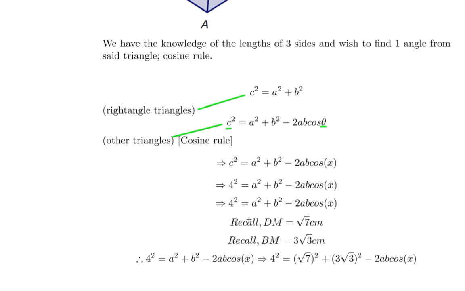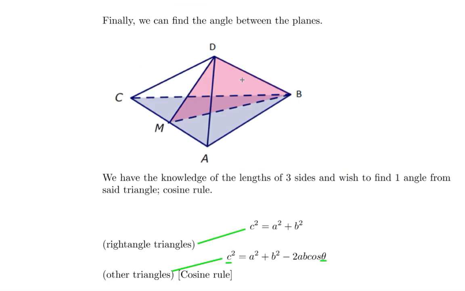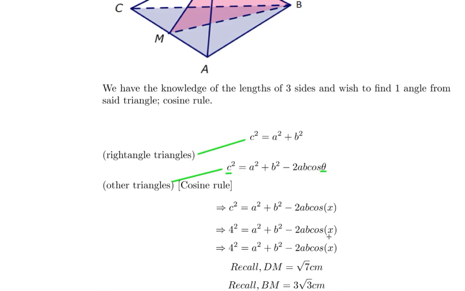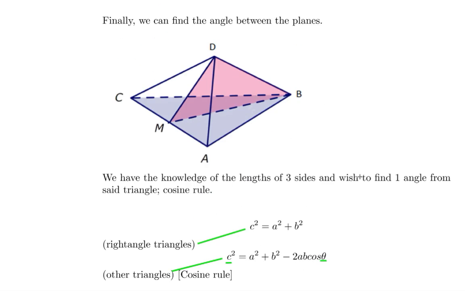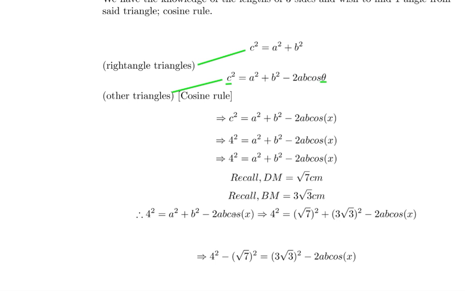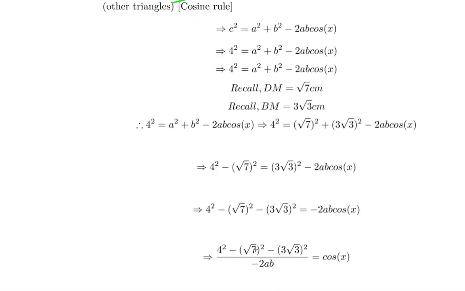Recall that DM is root 7, so I'm going to put root 7 as this side here, and 3 root 3 as this side here. Therefore, I implement that. I say that this becomes root 7 squared plus 3 root 3 squared minus 2ab cos x. Minusing the root 7 squared from both sides leaves you with 4 squared minus root 7 squared equals 3 root 3 squared minus 2ab cos x. Minusing the 3 root 3 squared on both sides again leaves you with this equation here.